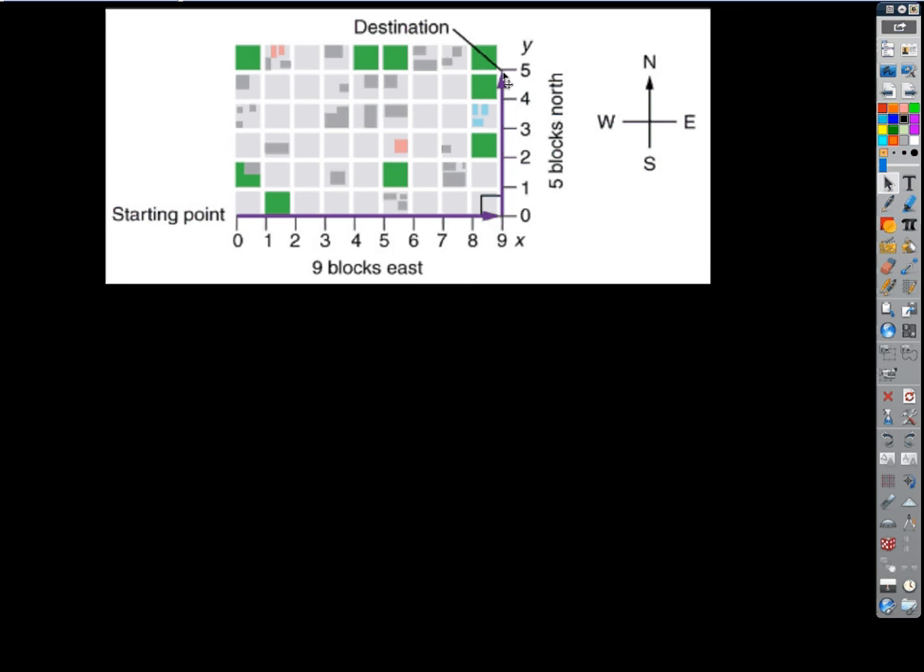Okay, because we're not going to trespass. We're going to walk only on streets. Now, we could, if we wanted to, I suppose, take kind of a zigzag pattern, but assuming that we're going to be efficient about this, we're just going to travel to the east first and then north, right?